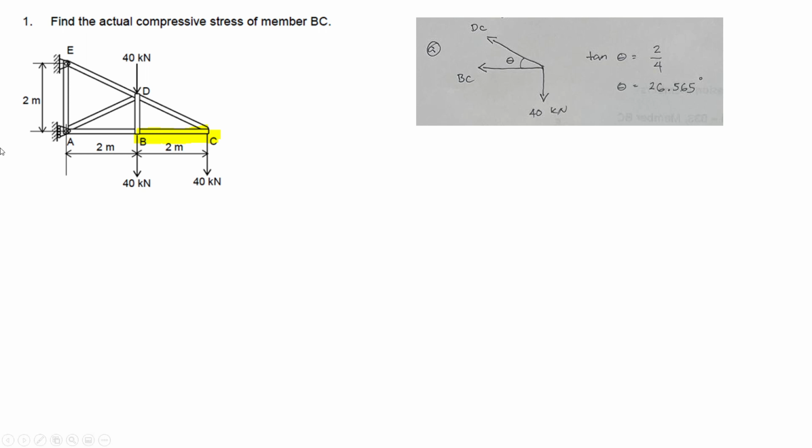Now to solve for that, we are going to use the method of section. So we are going to cut around here. Now, once we cut that, it will look like this. Okay? So we have DC, BC, and the 40 kN that it carries. Now, once you cut it down here, the next thing you should know is the angle because that will be used para masolve na si DC and BC.